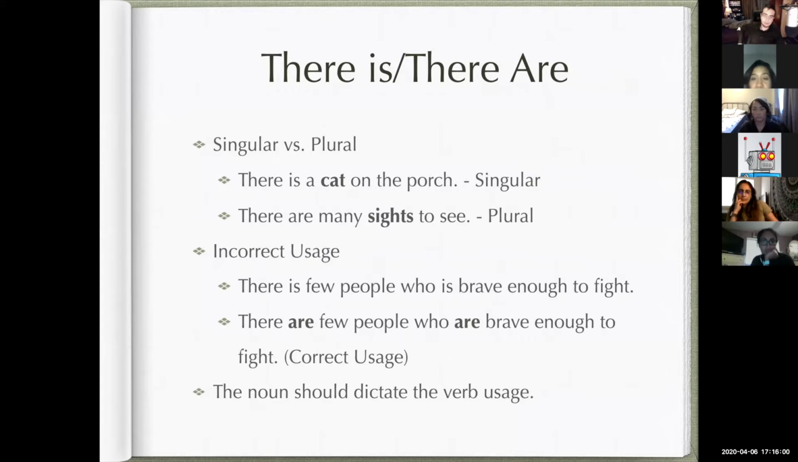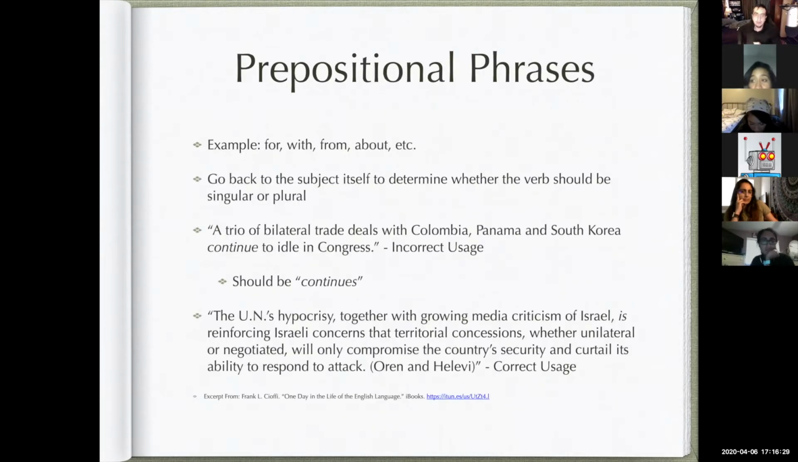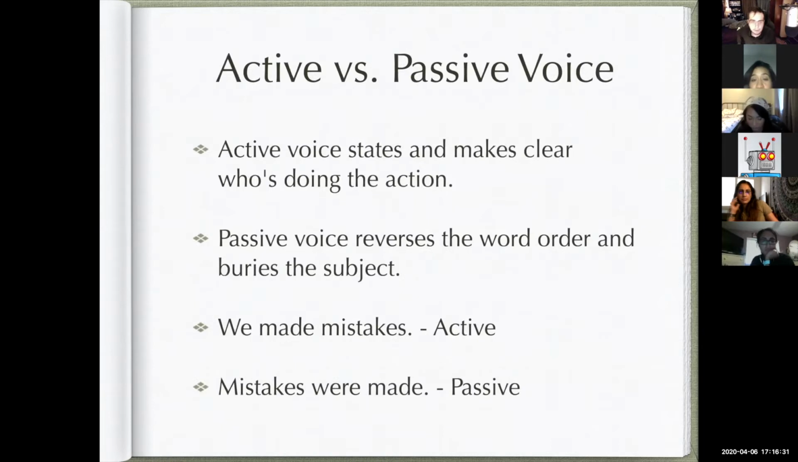Now, incorrect usage: there is few people who is brave enough to fight, as opposed to there are few people who are brave enough to fight, making sure that we have that plural subject-verb agreement. But the thing that we have to mention is sometimes we laugh this off, but this happens more often than we care to admit, because a lot of these word processors will not catch stuff like this. So you have to be careful about it and just make sure that your noun is dictating the verb usage. And then we'll keep on going through this right here.